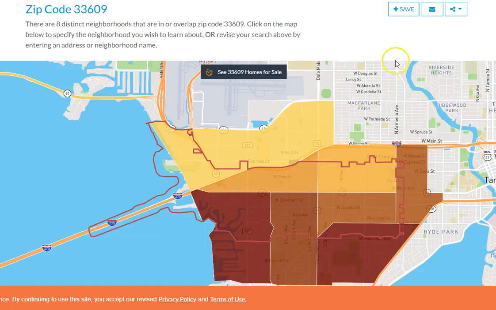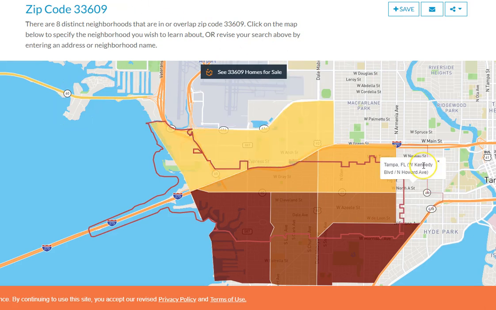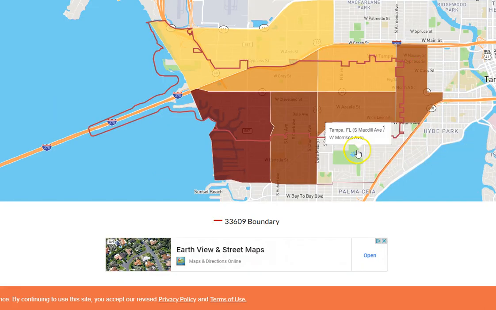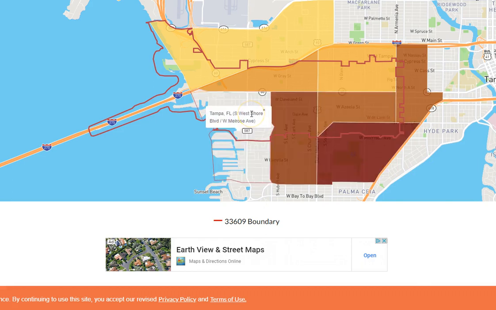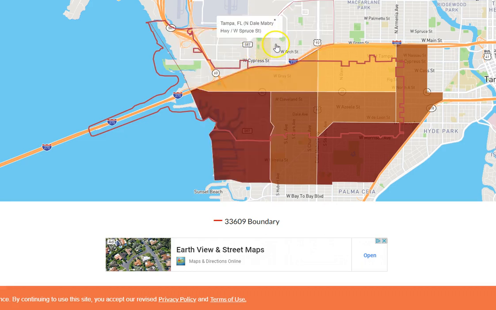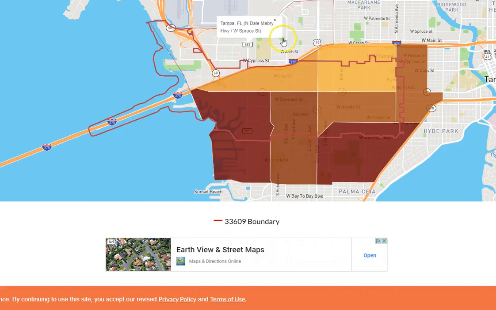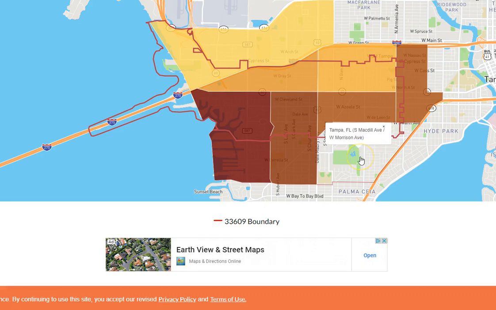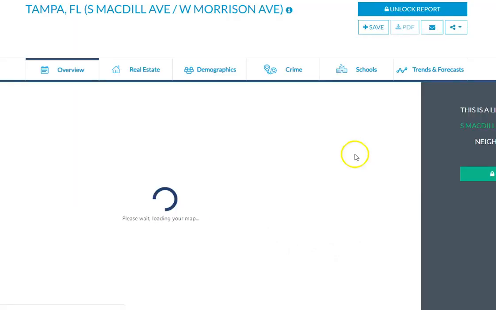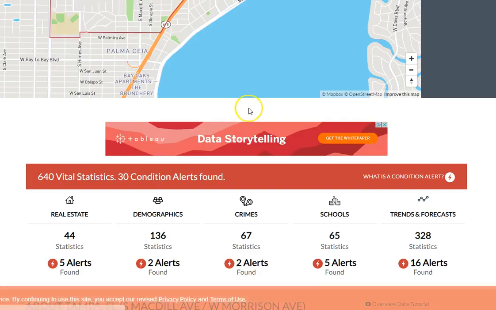So this is another tool that I have. It's Neighborhood Scout. You put in a zip code, and it brings down all the neighborhoods. Let's say you're specifically looking at a property in an area, and you want to really drill down in that area and see what's going on. And then the color codes are highest price communities, lower price communities. It shades it differently. So if you click on here, for example, on one of the properties, it's going to want you to unlock that report, and it's not going to show you everything.